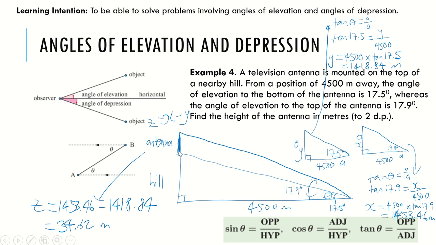So we actually could work out the height of something up on a hill by measuring the angle to its bottom and then the angle to its top, and then using tan theta to work out the sides, and then we worked out the difference between them to get the height of the antenna. That's about as tricky as a question will get for you.